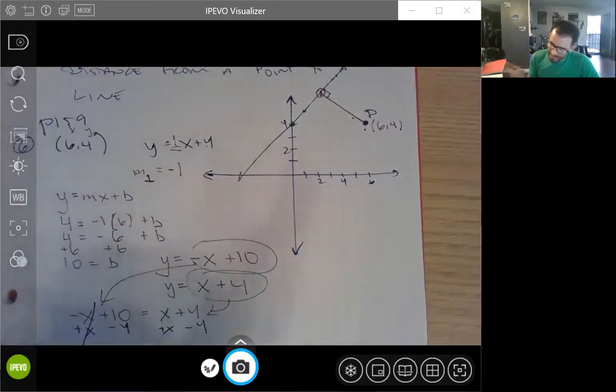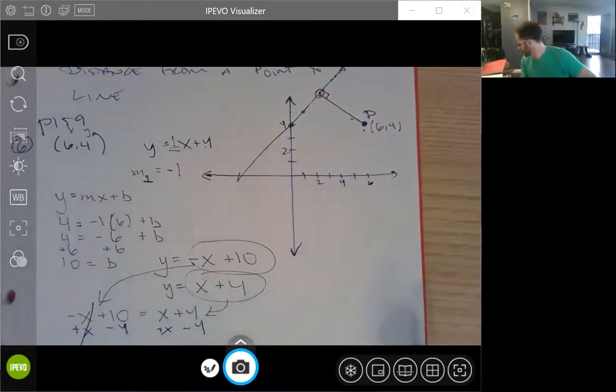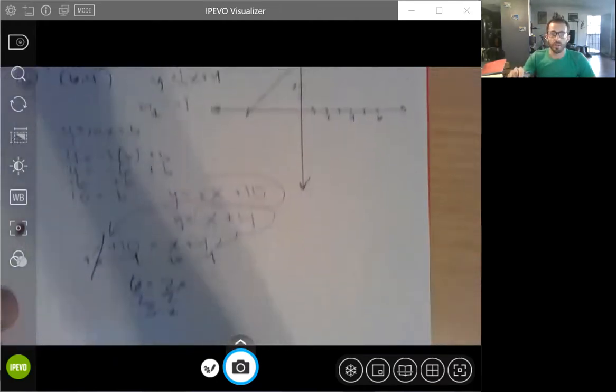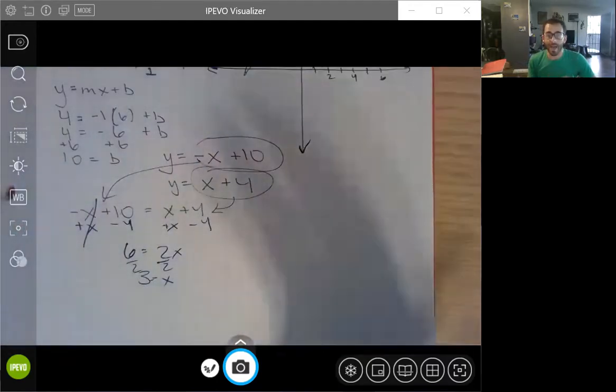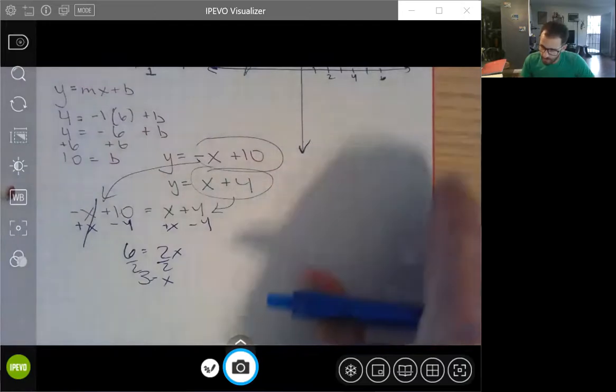Now, that doesn't give us the distance. Oh, I apologize. Let me move down and wait for the document cam to unpause. It doesn't give us the distance. That just gives us the x coordinate of this point.